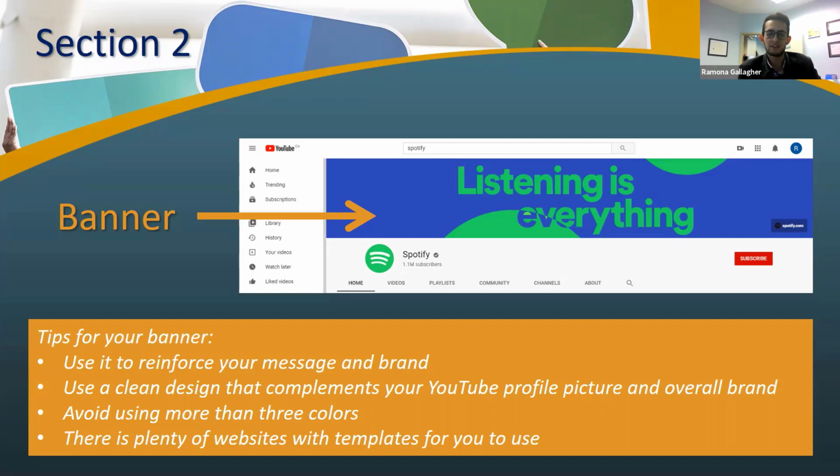Now, when you're designing it, you want to use a clean design that complements your brand. So for example, if your brand uses the colors red and white, then you want to use your banner with the colors red and white. You don't want to do really weird color combinations because usually that doesn't work. And avoid using more than 3 different colors. This is more of a design principle. So if you use more than 3 different colors, that's gonna create a really saturated image that is not gonna be pleasing to the eye. So you want to avoid doing that.